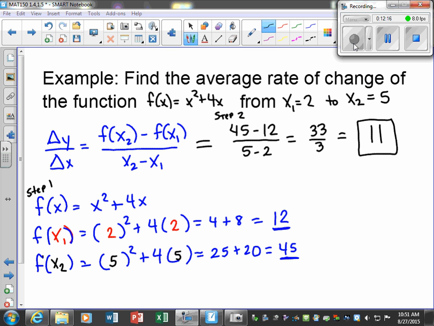And here is an extra example if you want to pause the video and practice.